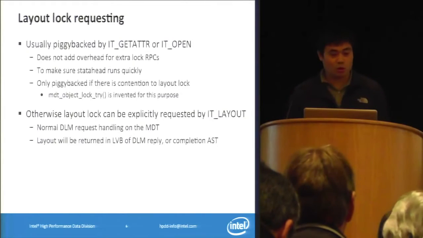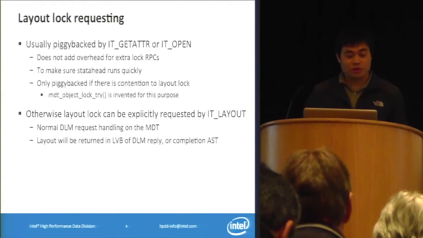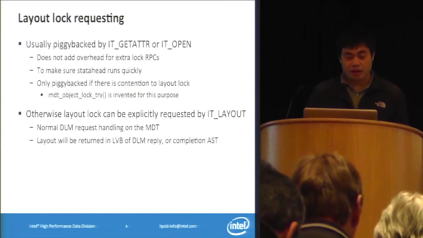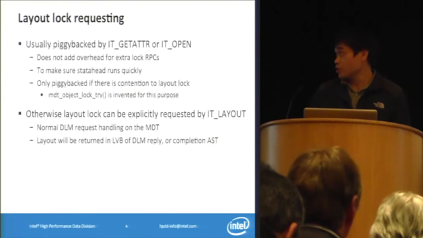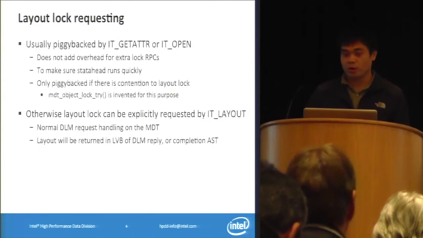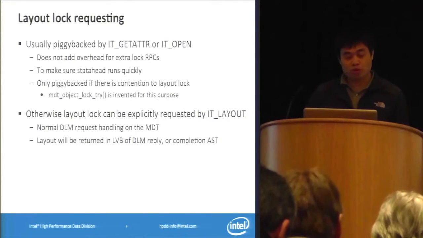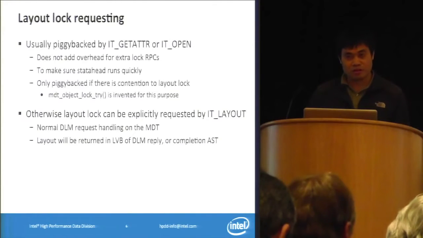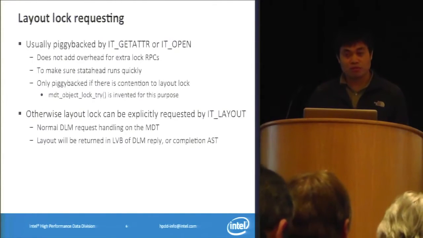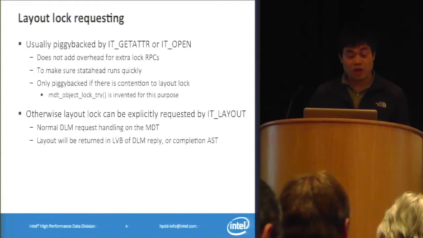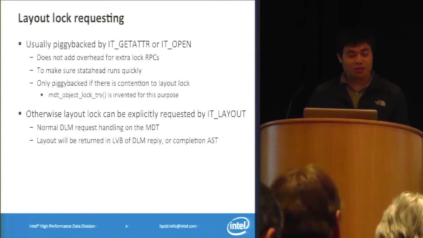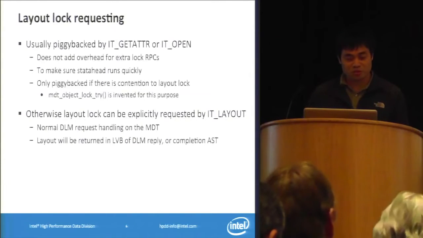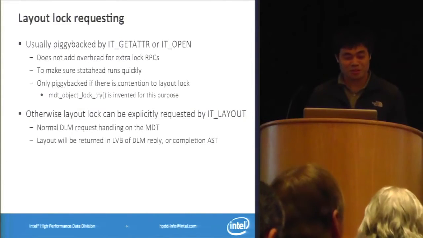Okay, so layout lock requesting. Usually, the layout lock is piggybacked by an intent getattr or open request. In this way, we are not going to add extra overhead for this extra lock. And this is pretty important for statahead, when we have done a lot of work to improve statahead performance by Xiong, so I don't want to ruin it, right?